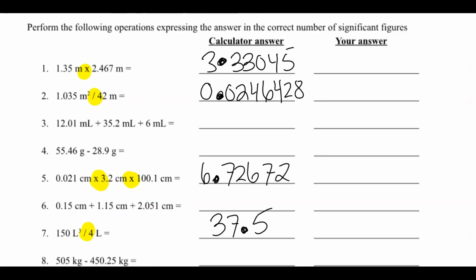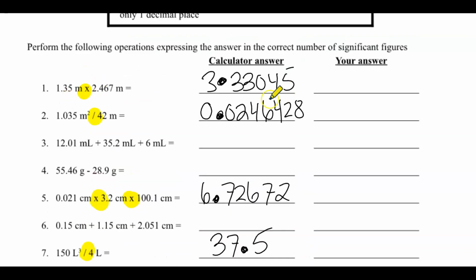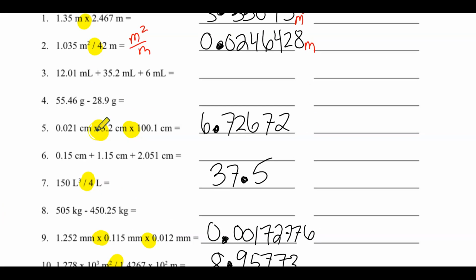Welcome back. I hope you got the same calculator answers that I got, but wait, not so fast. We forgot our units. So we have a meter times a meter. That first one's going to be meters squared. Number 2, we have meters squared divided by a meter, so that's meters squared over meter. Treat it just like you would your variables in math class. That's going to be a meter. We have centimeter times a centimeter times a centimeter. There's 3 of those, so that's going to be centimeters cubed. It's a volume measurement. And we have liters cubed over liters. Treat that just like you would in math class. This is going to be liters squared.